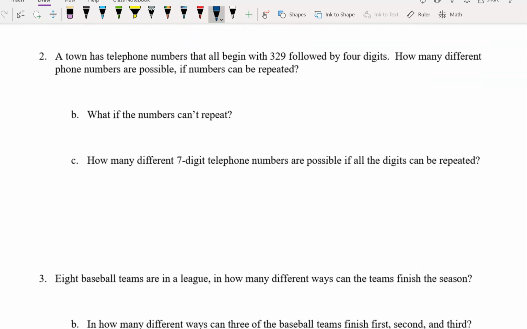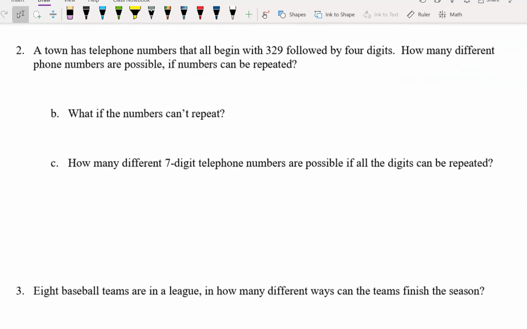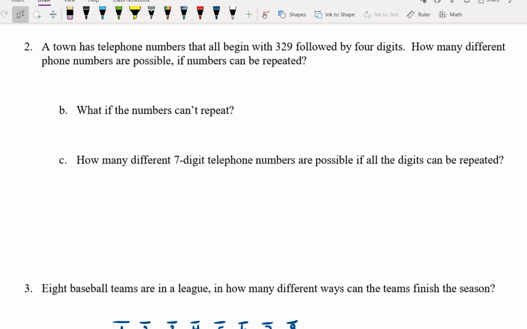All right. Moving on, a town has telephone numbers that all begin with 329 followed by 4 digits. How many different phone numbers are possible if numbers can be repeated? If numbers can be repeated, we know that they're going to start with 329, and we don't know what the other 4 digits are going to be. But it could be 0, 1, 2, 3, 4, 5, 6, 7, 8, or 9, that's 10 options right there. So there's 10 different options for this digit.